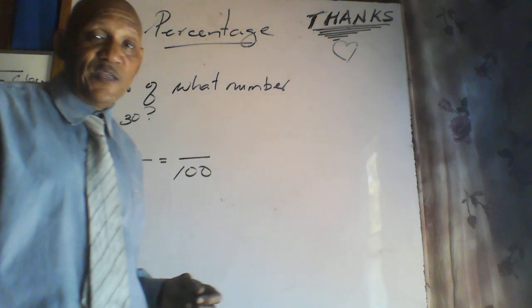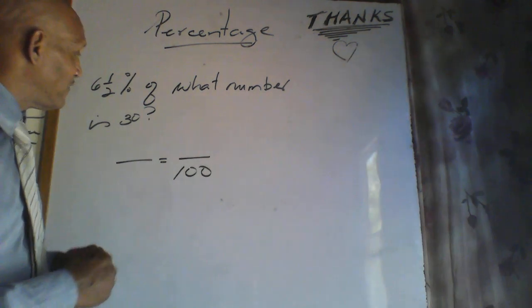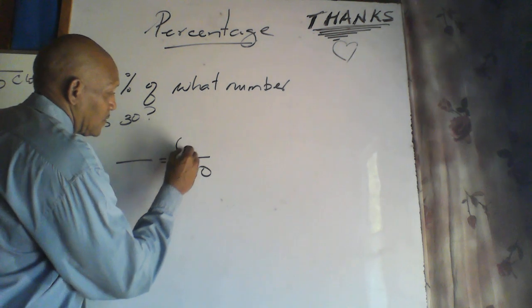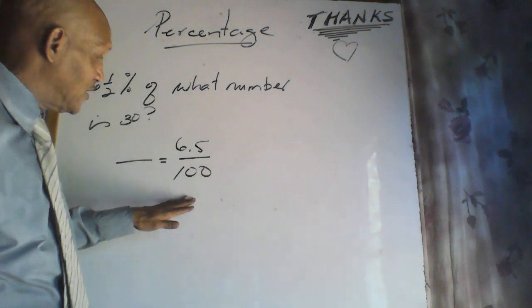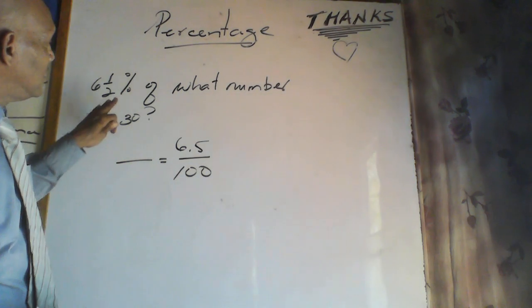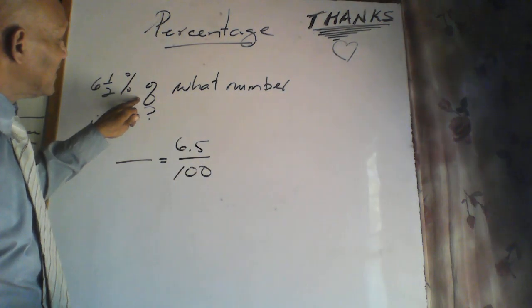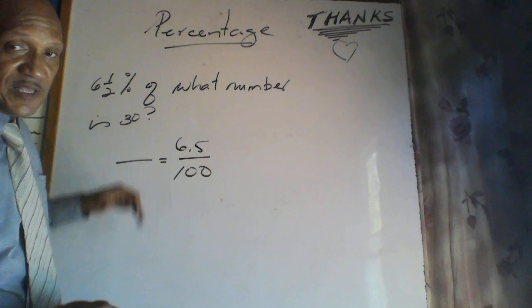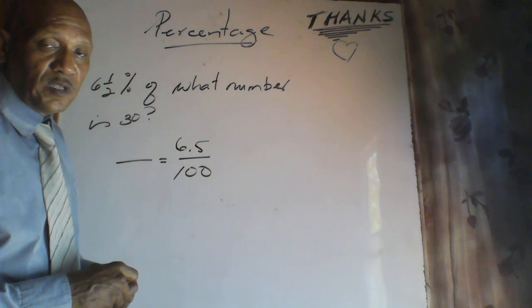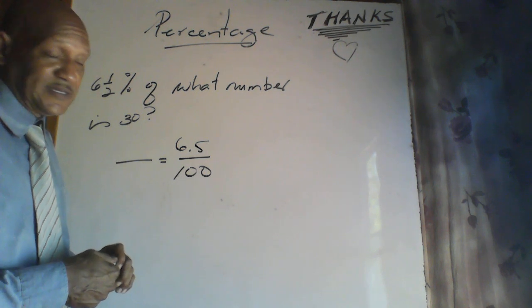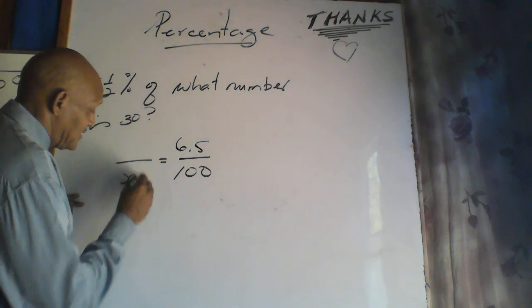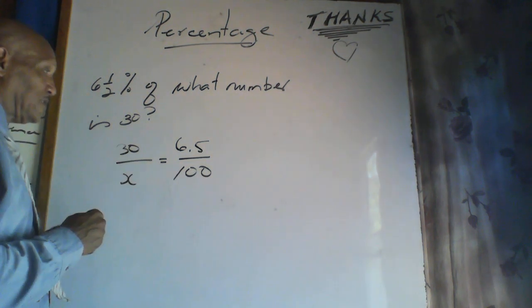So I changed 6.5 to 6.5. The percentage goes over 100. 6.5% of what number is 30? They want to know what number. 30 is 6.5% of what number, basically. So the whole is x and 30 is the part.